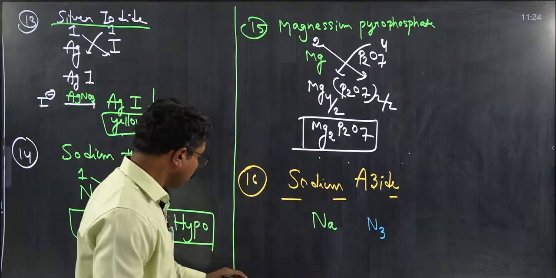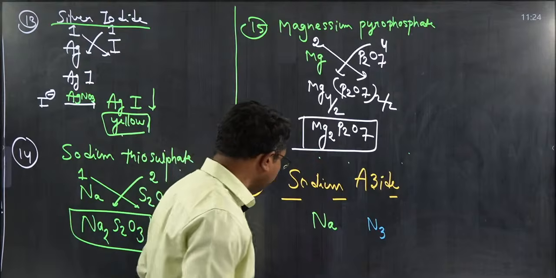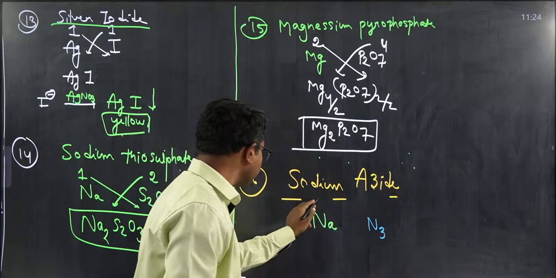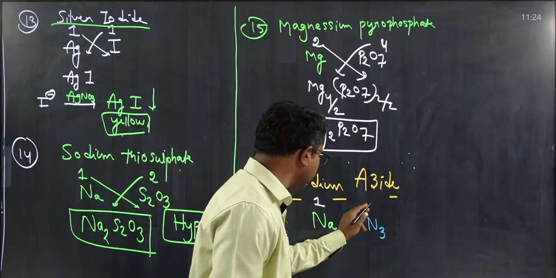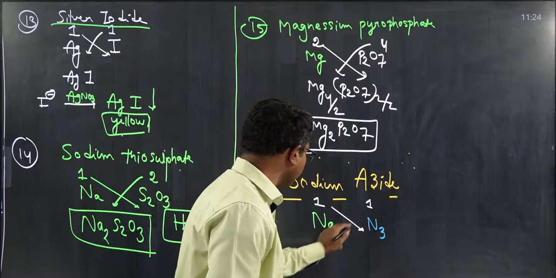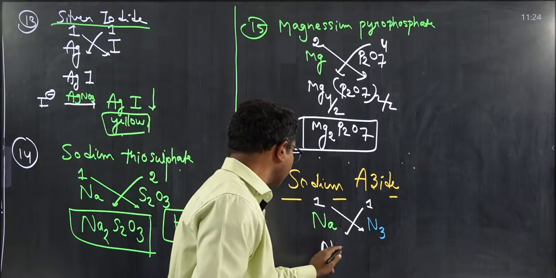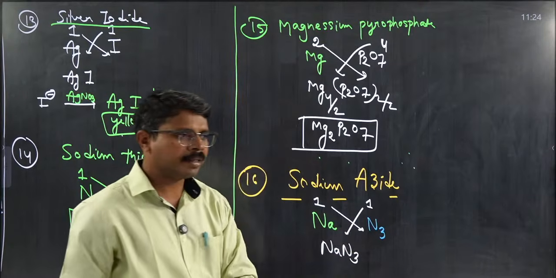Fine. What would be the formula of sodium azide here? Sodium symbol is Na, and the valence is 1. Azide symbol is N3 and the valence is 1. If you crisscross these valences, you will get the formula as NaN3.